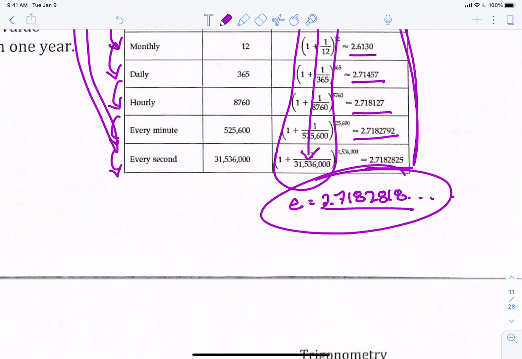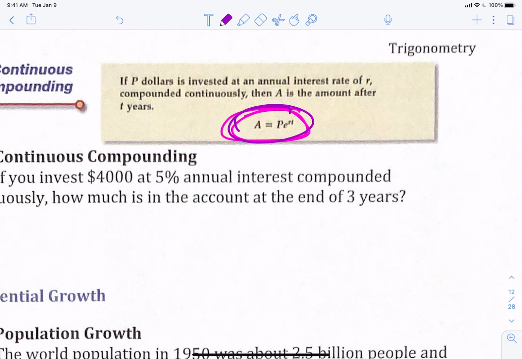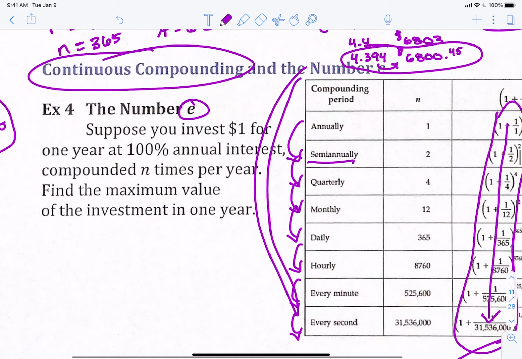All right. Good. Let's go down and do a problem with this. So all you have to remember is PERT. If you invest 4,000... Are you supposed to remember example 4? No, example 4 was just illustrating this whole table, so they've done it for us.